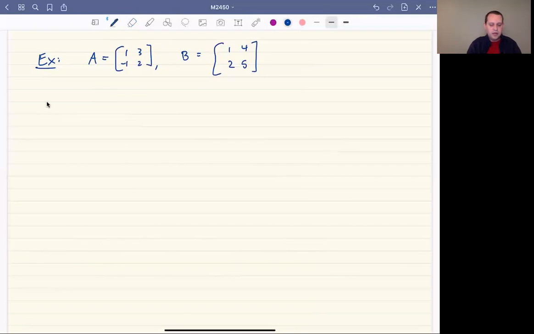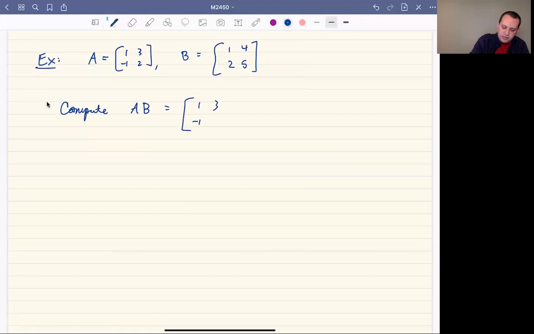So I want to start just with two small matrices, say A and B being 2 by 2 matrices. A is 1, 3, negative 1, 2. B is a matrix 1, 4, 2, 5. So let's compute A times B, and then we'll also compute B times A, and we'll see what happens. So A times B, I'm just going to copy the matrices so that that'll help us multiply. So we have 1, 4, 2, 5.